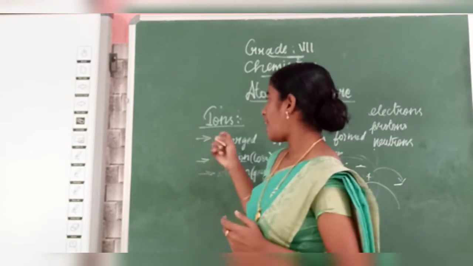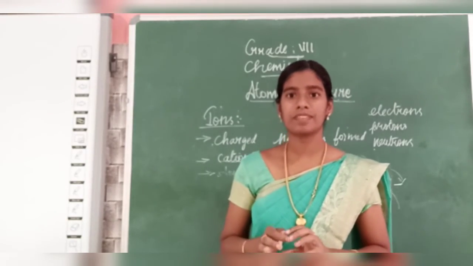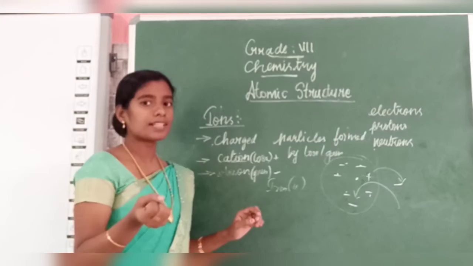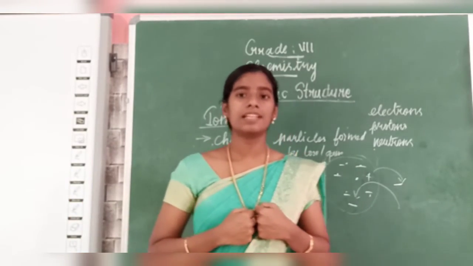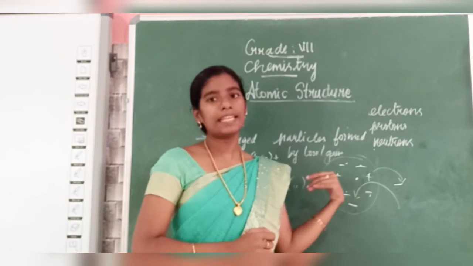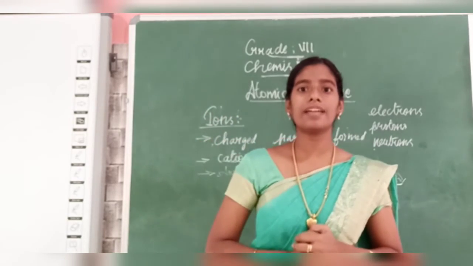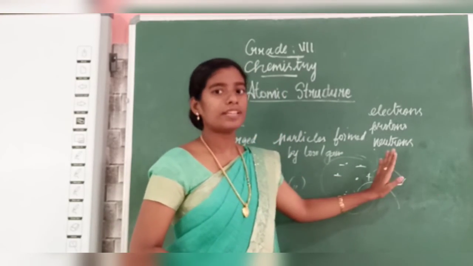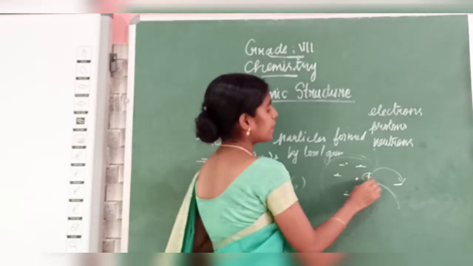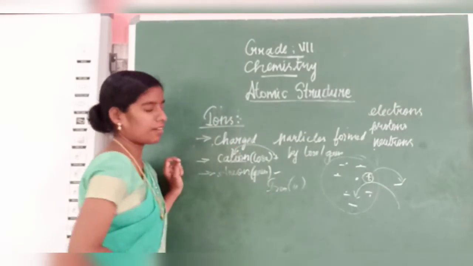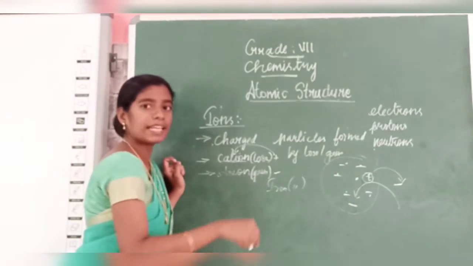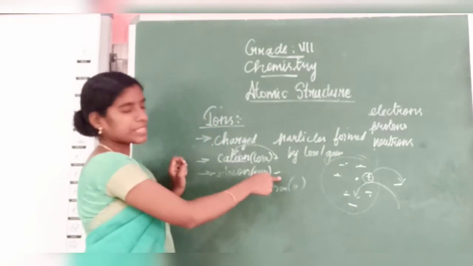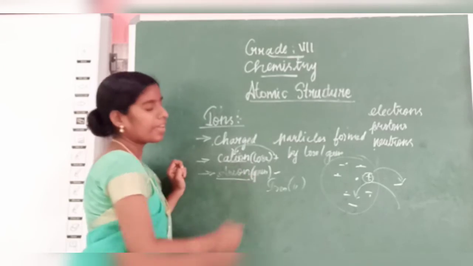Last we have learned about ions. Is it clear what an ion is? An ion is a charged particle. How is it becoming a charged particle? By losing or gaining an electron, the atom becomes a charged particle. When it loses an electron, one electron is going out, so it is becoming positive. It is called a cation. When it is gaining an electron from some other element, one electron gets inside and it becomes negative and it is called an anion.